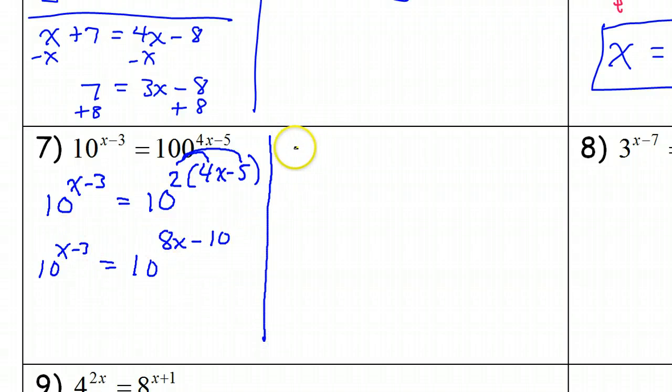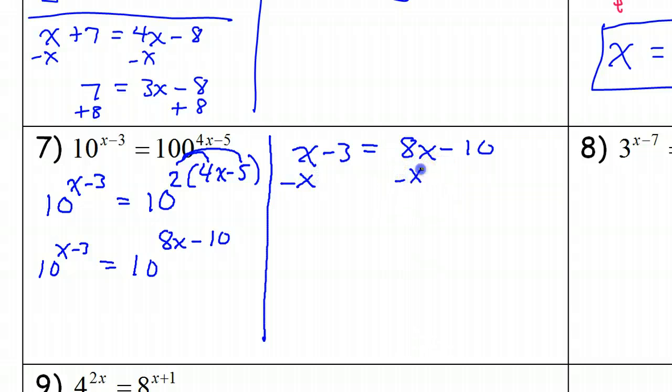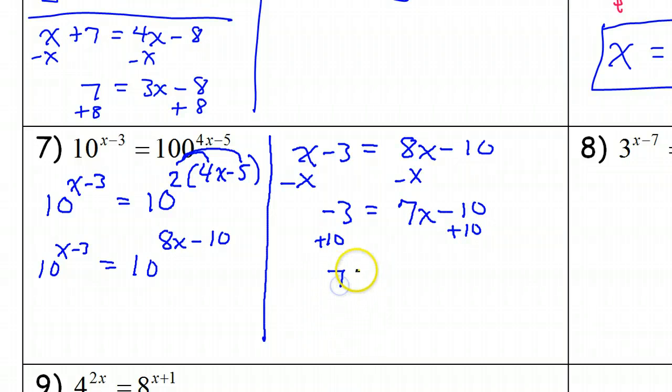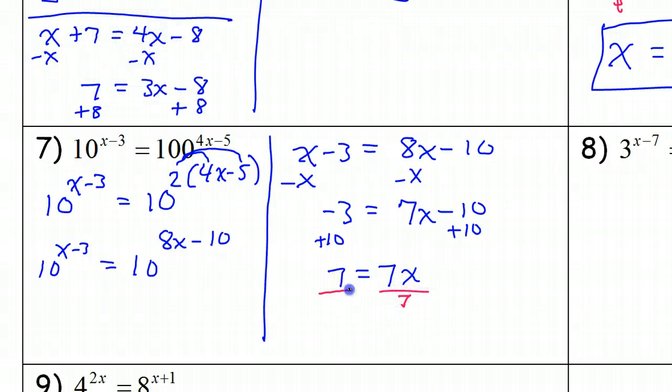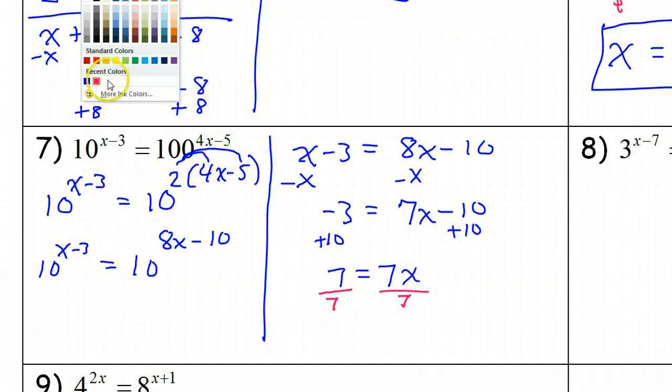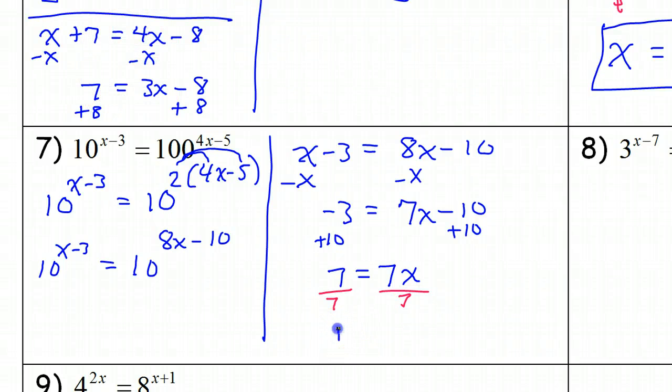Now that the bases are the same, the exponents must be the same. So x minus 3 must equal 8x minus 10. I would subtract x from both sides, which gives me negative 3 is equal to 7x minus 10. Adding 10 to both sides, this gives me 7 is equal to 7x. Divide by 7, and you get x is equal to 1.